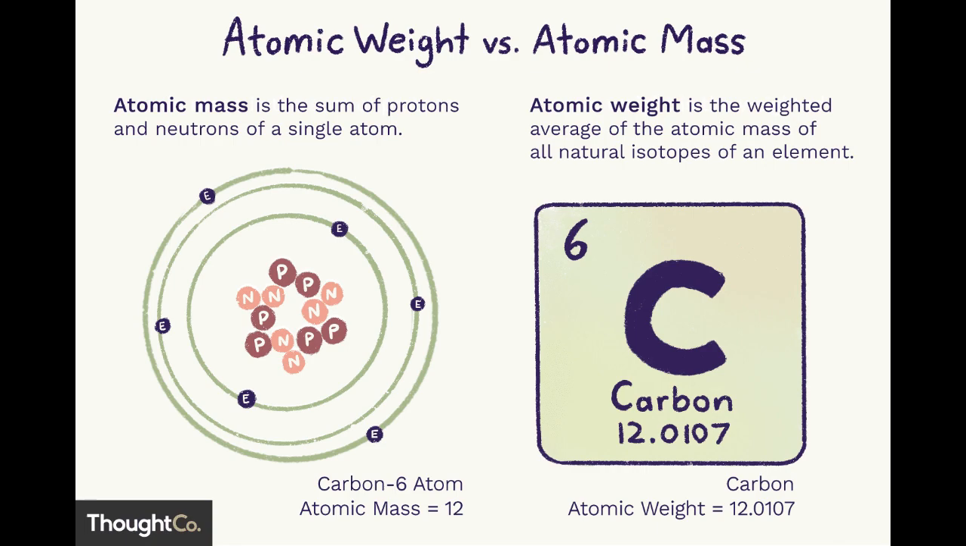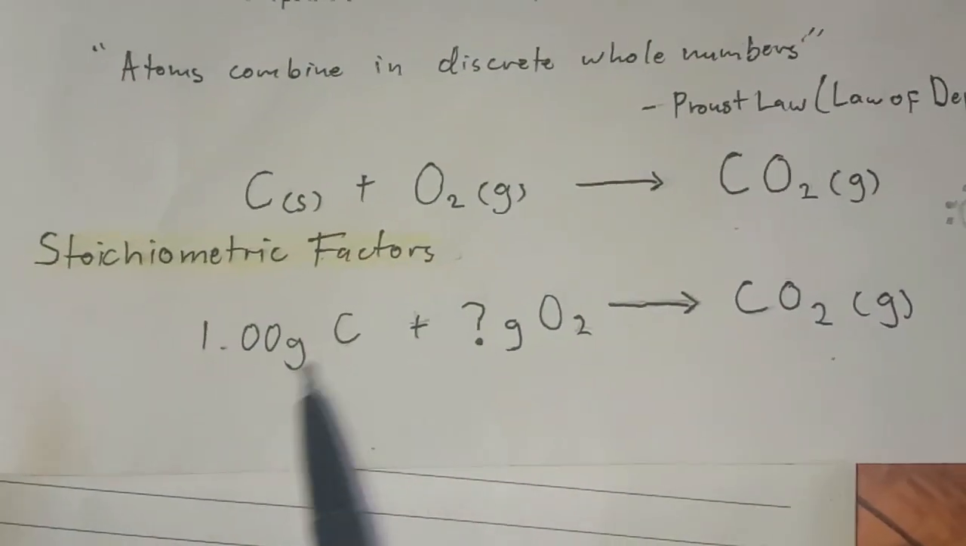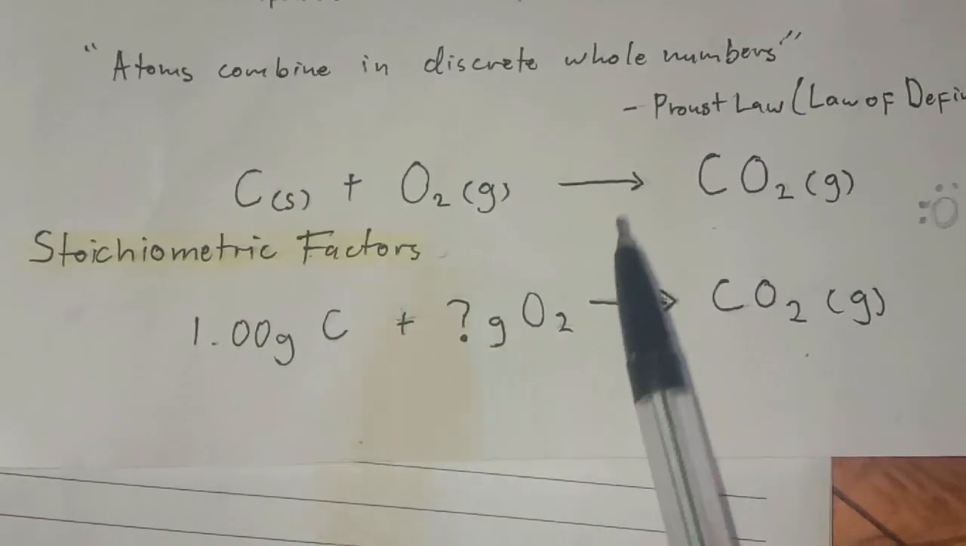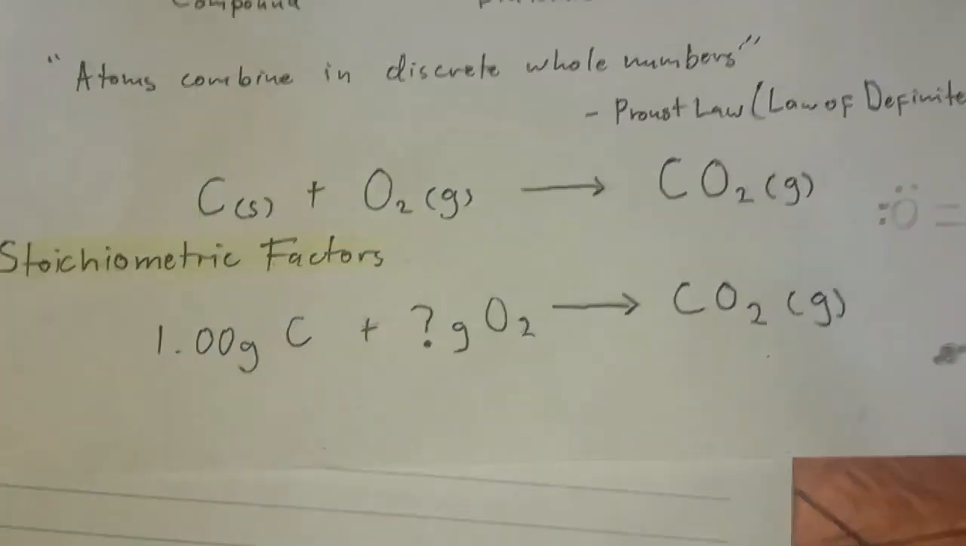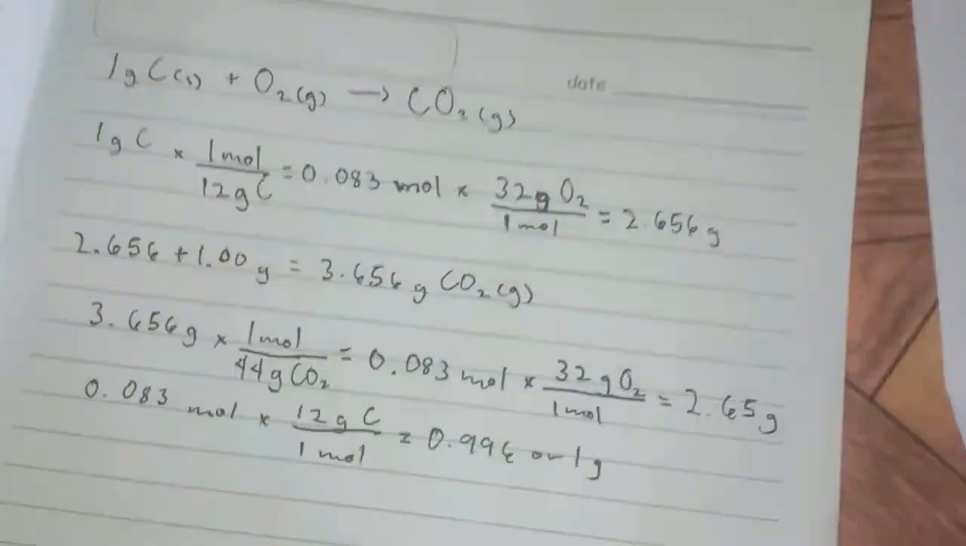So let's try it out. We're going to solve this problem. I have 1 gram of carbon. How many diatomic oxygen will it take in order to consume all this 1 gram of carbon? So we're going to calculate that using stoichiometric factors. So I have the equations here.